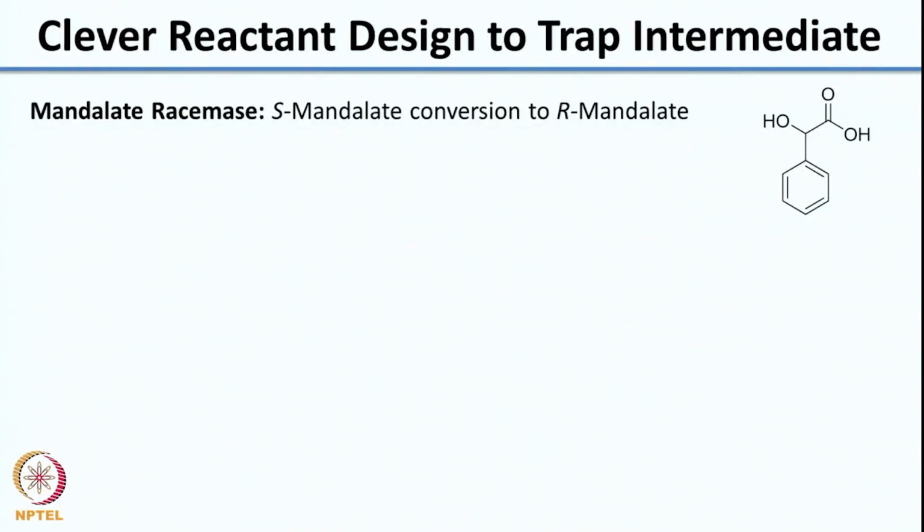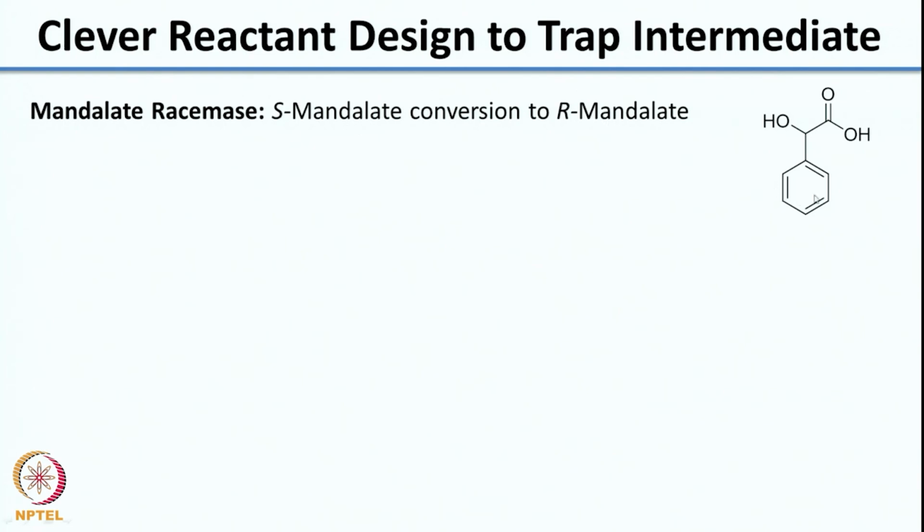One can think of varying the reactant a little so that you can actually trap the intermediate in some form or the other. Here you are not adding a trapping agent, but by clever design you are modifying the reactant so that indirectly you can say, oh, this intermediate was formed in the reaction. One example is understanding the mechanism of mandelate racemase. What mandelate racemase does is it converts S mandelate to R mandelate.